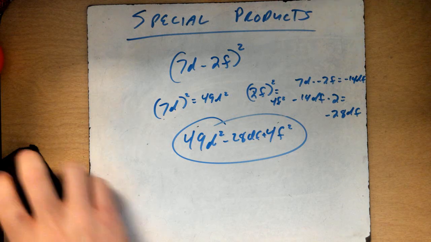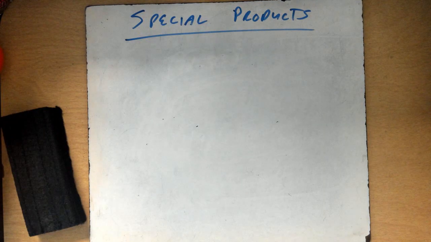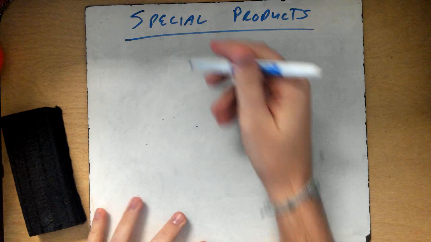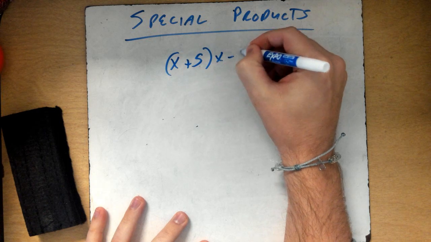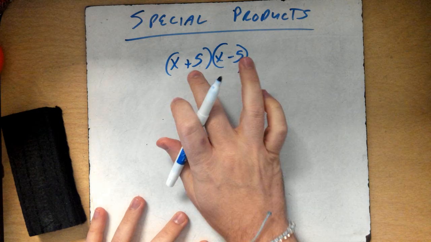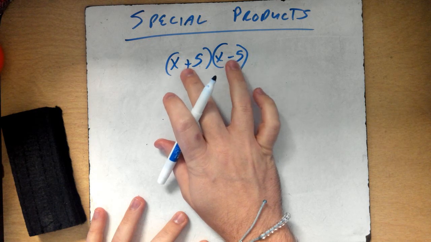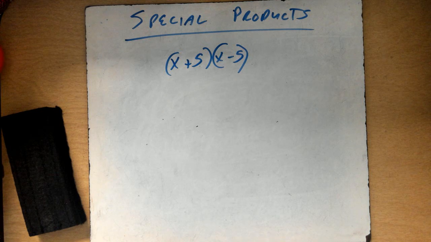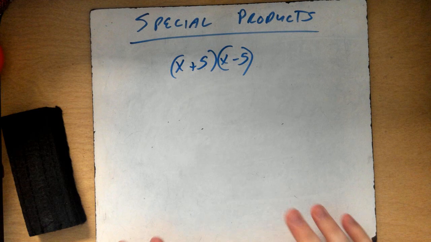Alright, last thing. We got one more. What if they're different? What do I mean by that? Let's say we have x plus 5 and x minus 5. So same first terms, same last terms, but different signs in the middle. Once again, you can FOIL this out and multiply through if you want, or you can do the shortcut way. I'm just going to show you the shortcut way, because it's easy. I promise you, it's easy.